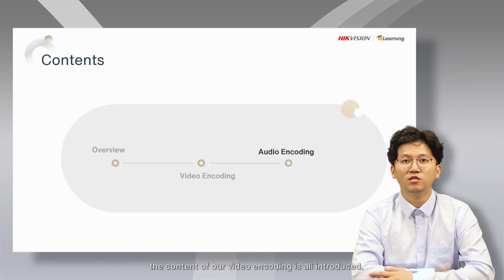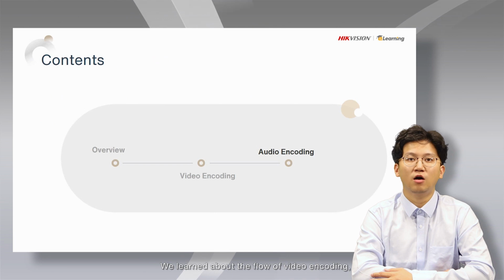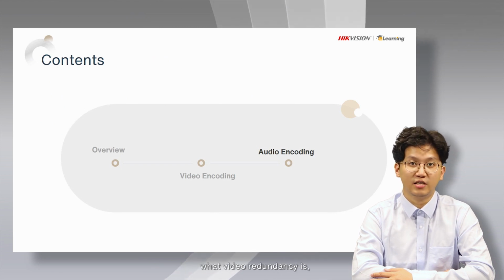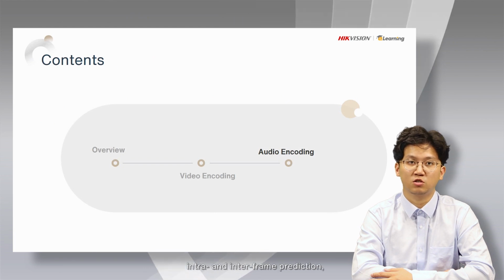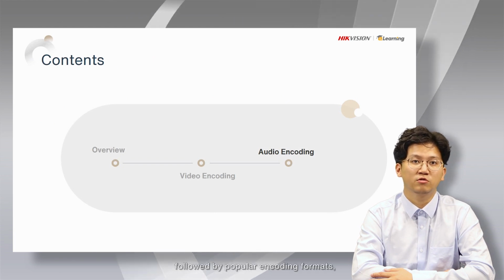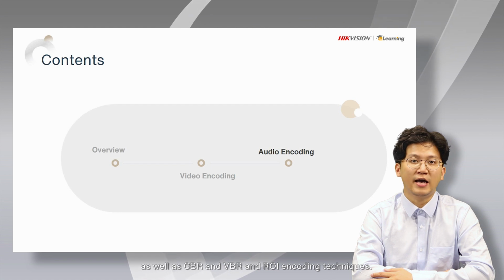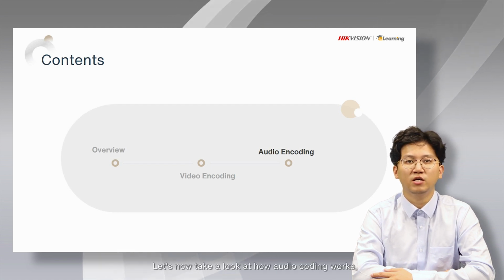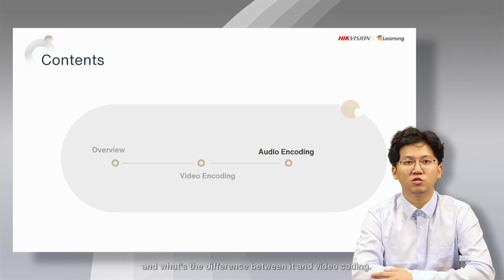So far, the content of our video encoding is all introduced. We learned about the flow of video encoding, what video redundancy is, and intra- and interframe prediction, followed by popular encoding formats as well as CBR and VBR and ROI encoding techniques. Let's now take a look at how audio encoding works and what the difference is between it and video encoding.